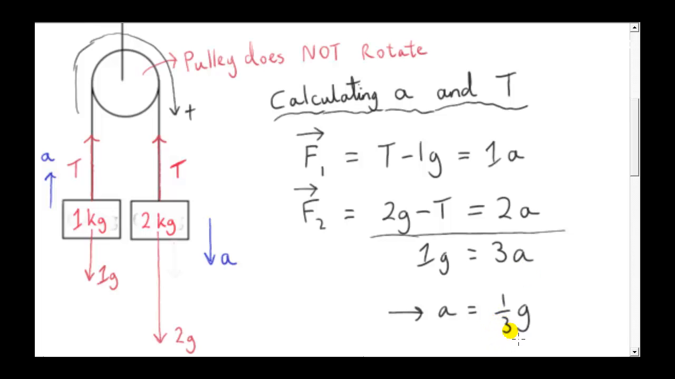Now of course we expect to get an answer that's less than g. g is the acceleration due to gravity when both masses are free to fall. Both of them would have the same acceleration, g. But since they're connected in this way, the acceleration we get is less than the acceleration due to gravity.